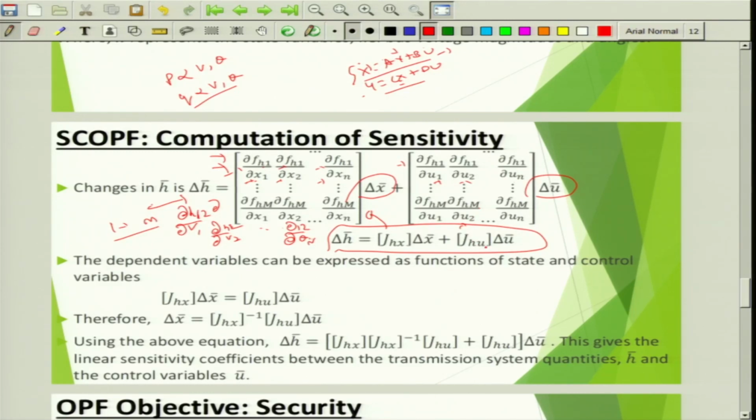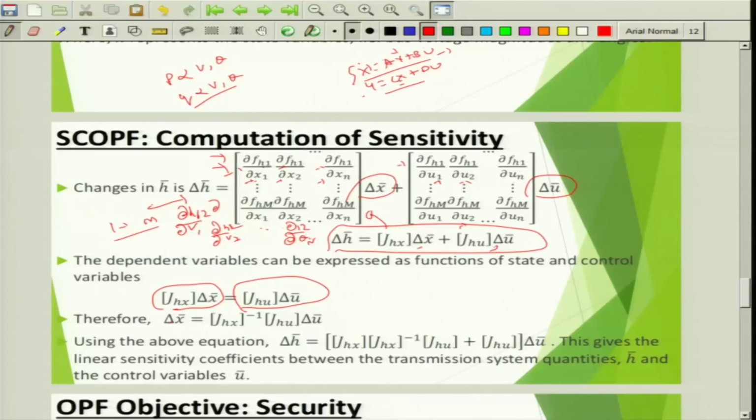Now you have got this expression. Now this can be further deduced by considering JHX delta X is equal to JHU delta U. Okay. So there is also an interconnection between the state variable and the control variable, because when you change the control variable, that will also have an effect on the state variable.